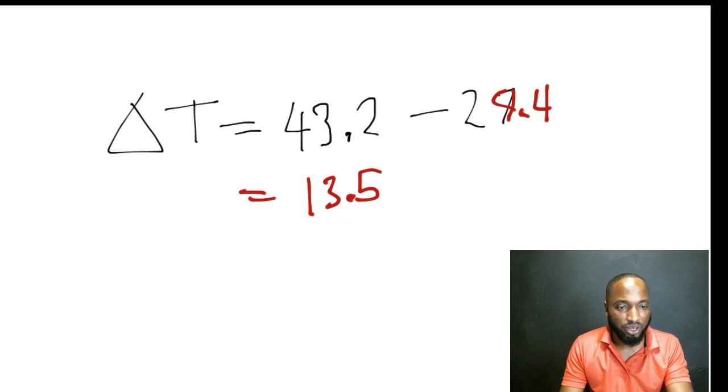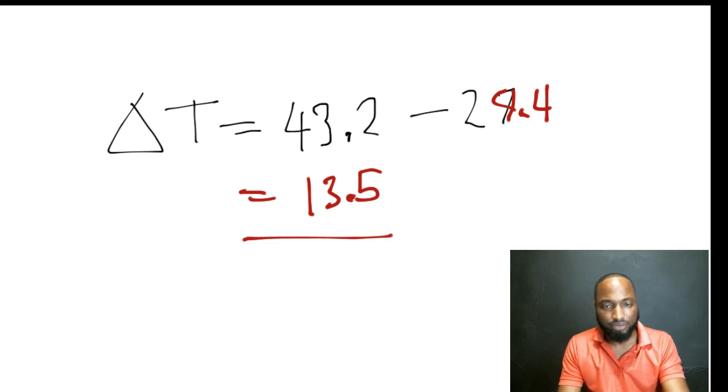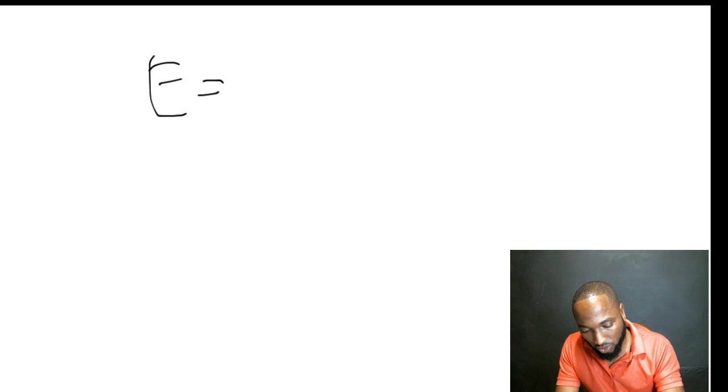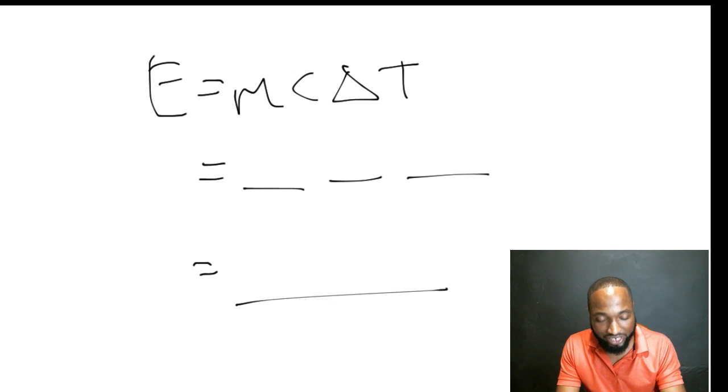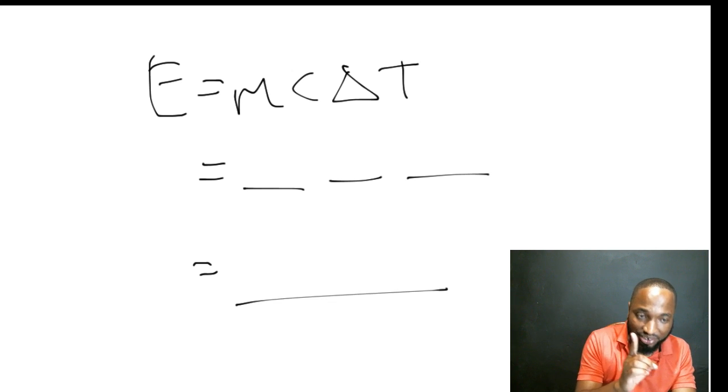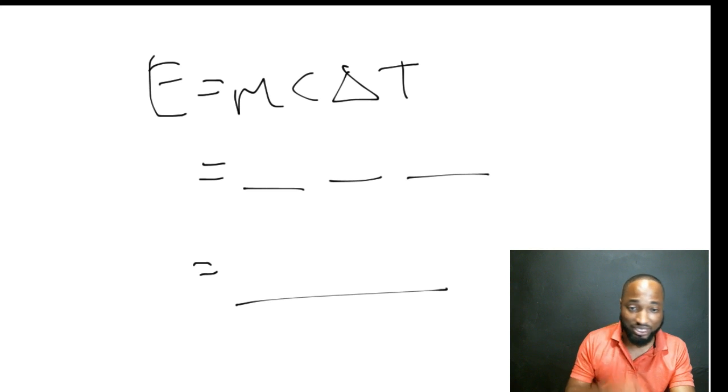So I'm done. The reason I'm finding delta T is that you need it to do E equals m c delta T. M, we already have that. C, we already have that. Delta T, we just found that. So now I can find the energy. And this will be the energy based on 0.1, but we need to find the energy based on 1. So let's put in these values.